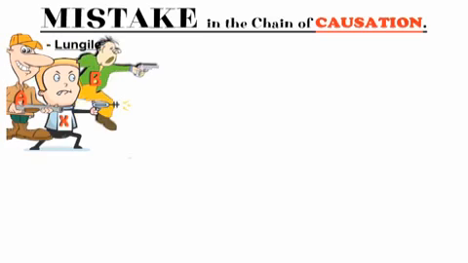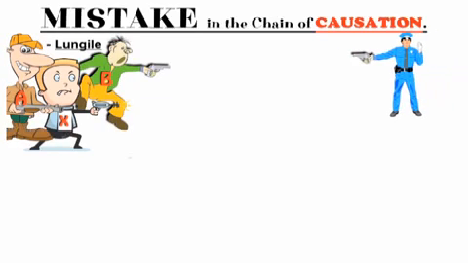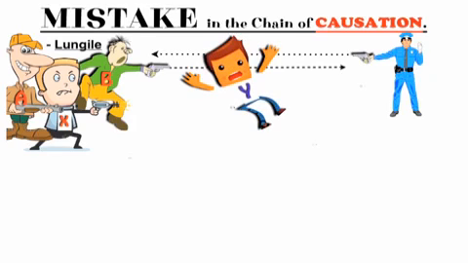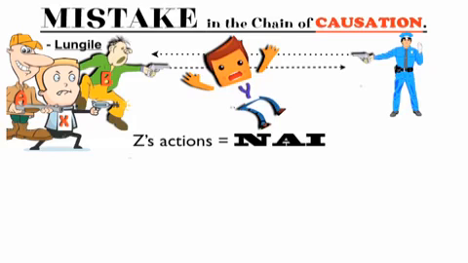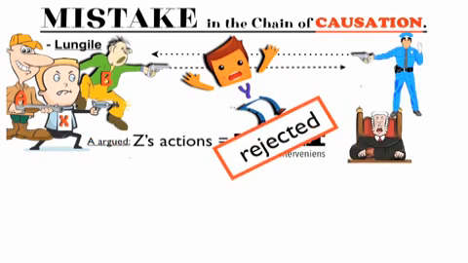In the case of Lungile, X, A, and B robbed a shop. Z, a policeman, tried to stop the robbery. He fired shots at the robbers and they returned fire. Y was killed in the crossfire. X argued that the actions of Z constituted a novus actus interveniens, and therefore X was not the legal cause of Y's death. The court rejected this argument.